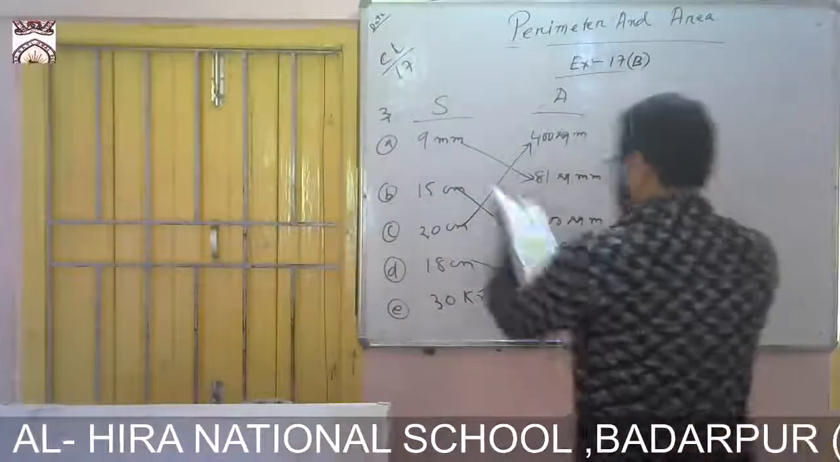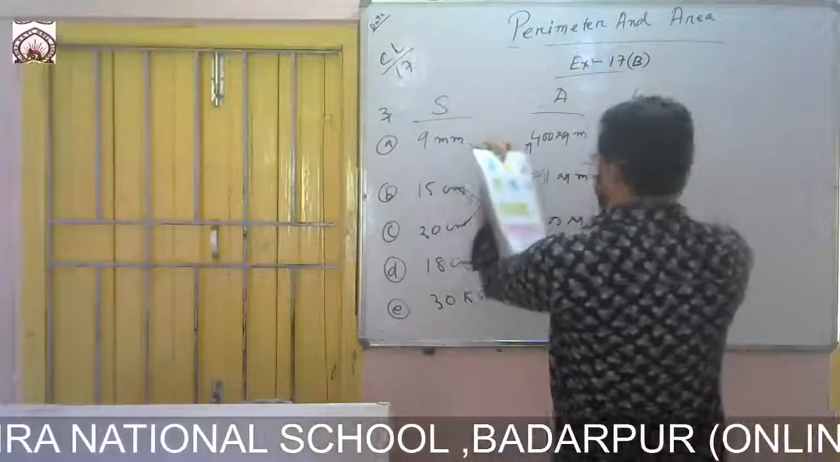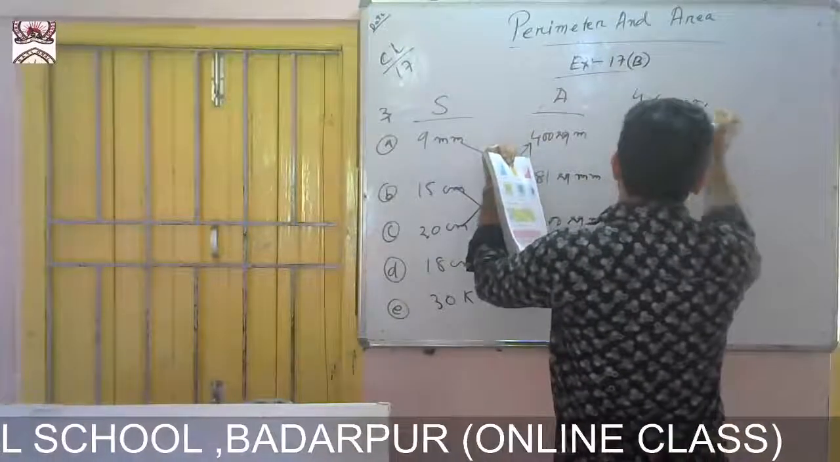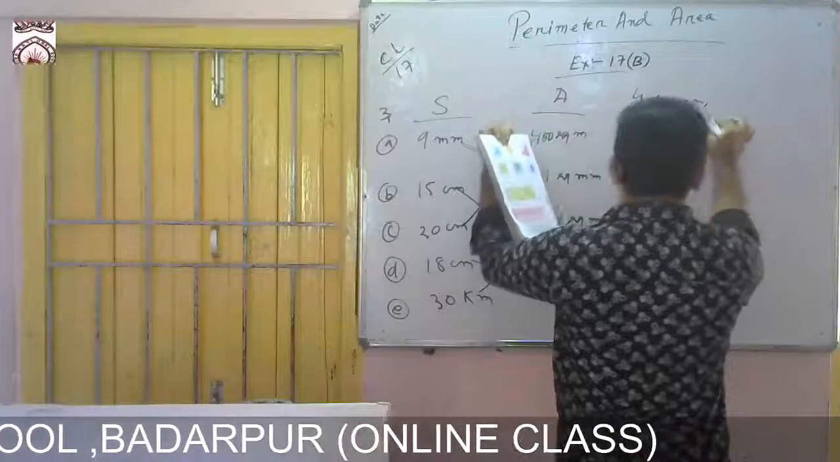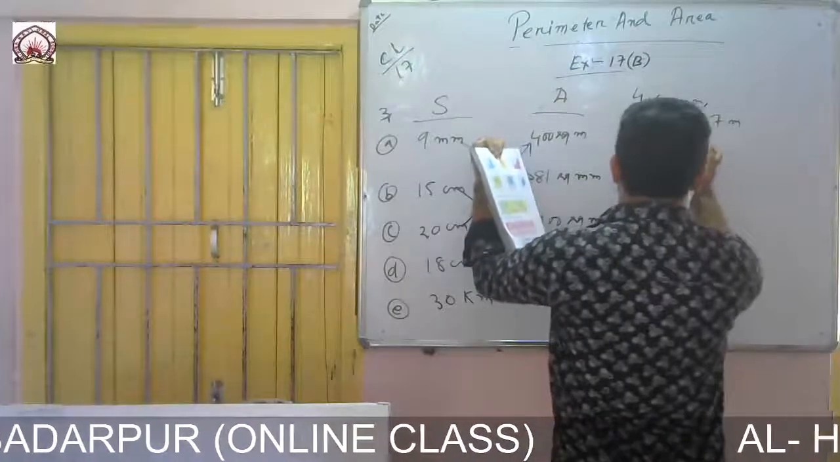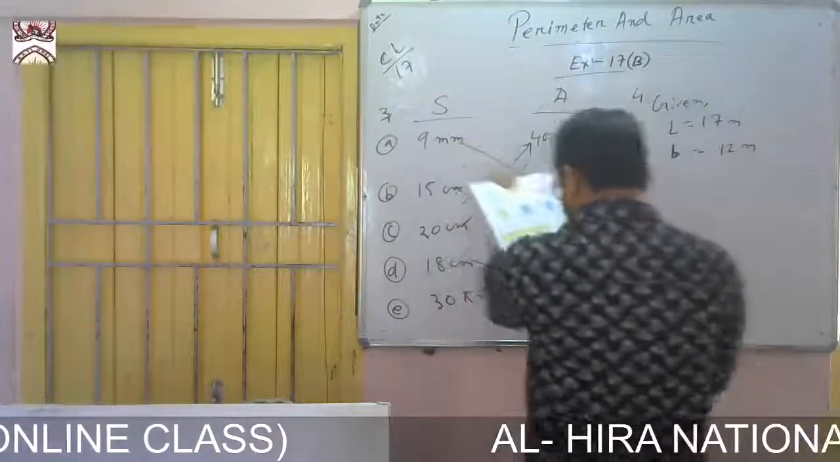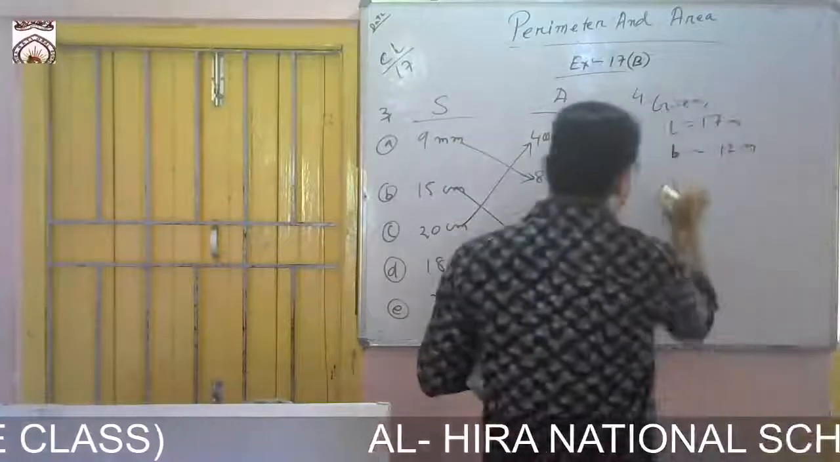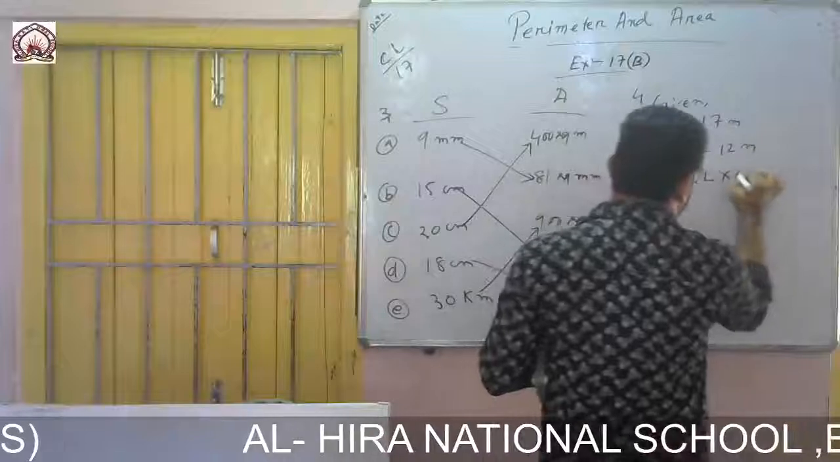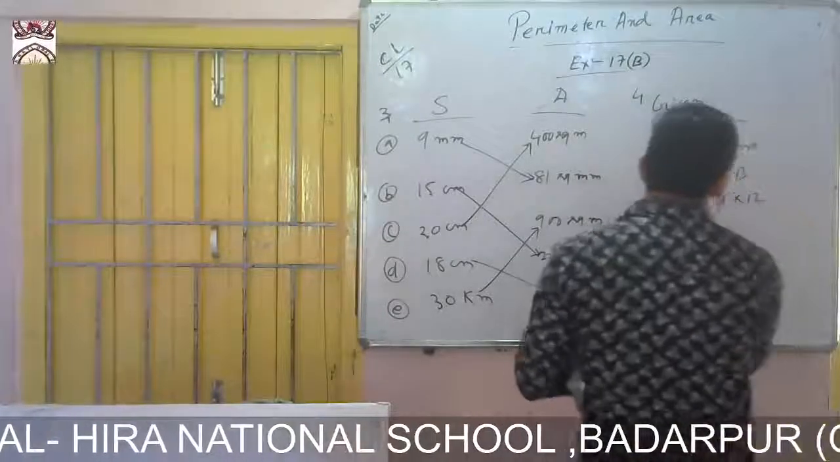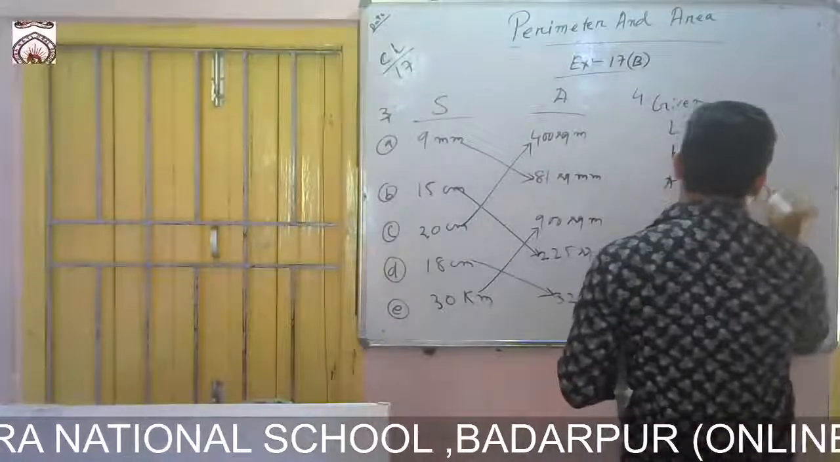So from question number 4, what is there? Given length equals 17 meter, breadth equals 12 meter. We need to find the area. So area will be length into breadth. So 17 into 12. Multiply, square meter.